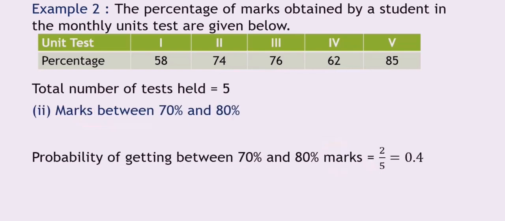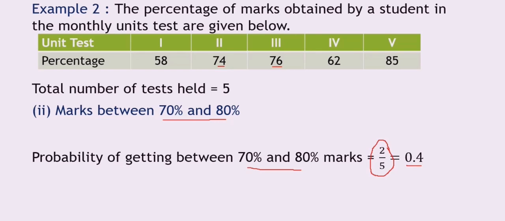Let us move on to the next case. He scores marks between 70 and 80%. Count. Here he's got 74 and here he's got 76. In 2 cases, he got marks more than 70% but less than 80%. So how many were the total trials? There were 5 total trials, and out of that, in 2 he got more than 70 and less than 80. So the probability of getting between 70 and 80% is 2 out of 5 or 0.4. Okay?